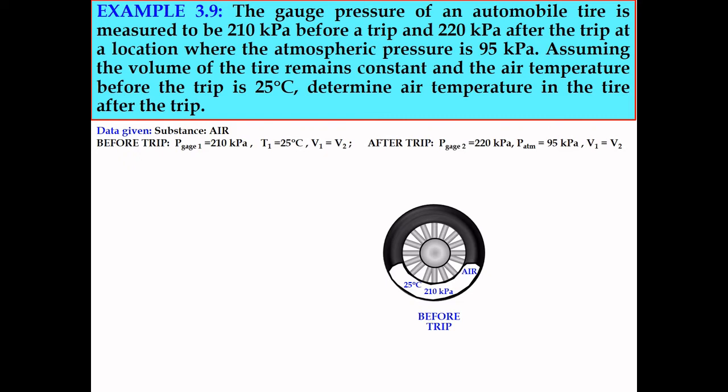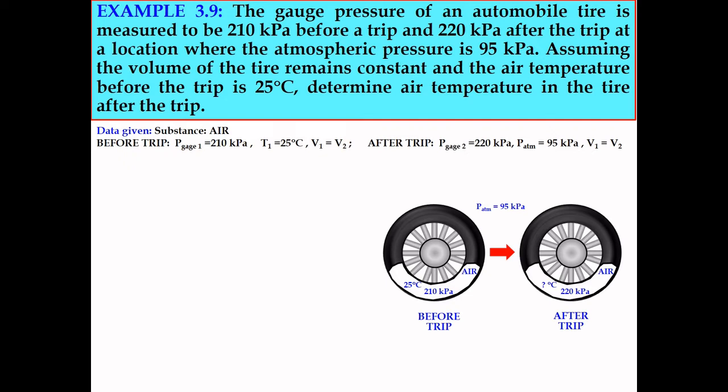So if we just draw the simple schematic diagram, so this is the condition before the trip and then the condition after the trip. Okay, so before the trip we have this specific condition where P gauge 1 equal to 210 kPa, T1 25 and P ATM equal to 95 kPa. In order to obtain the absolute pressure for the condition before the trip, P1 equal to P gauge 1 plus P ATM equal to 305 kPa.